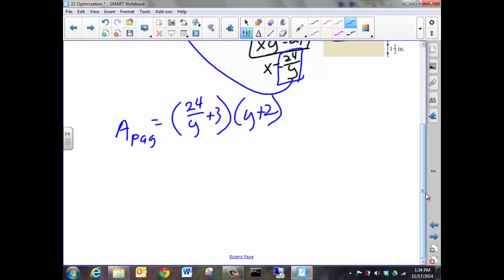Now, what do we need to do from here, you think? That's the area. We want to minimize it, so take the derivative. Do you want to multiply that out, or you just want to take the derivative as it is? I think I would just take the derivative as it is there. I think that's what I would do. So I'm going to give you a second and let you figure that out.